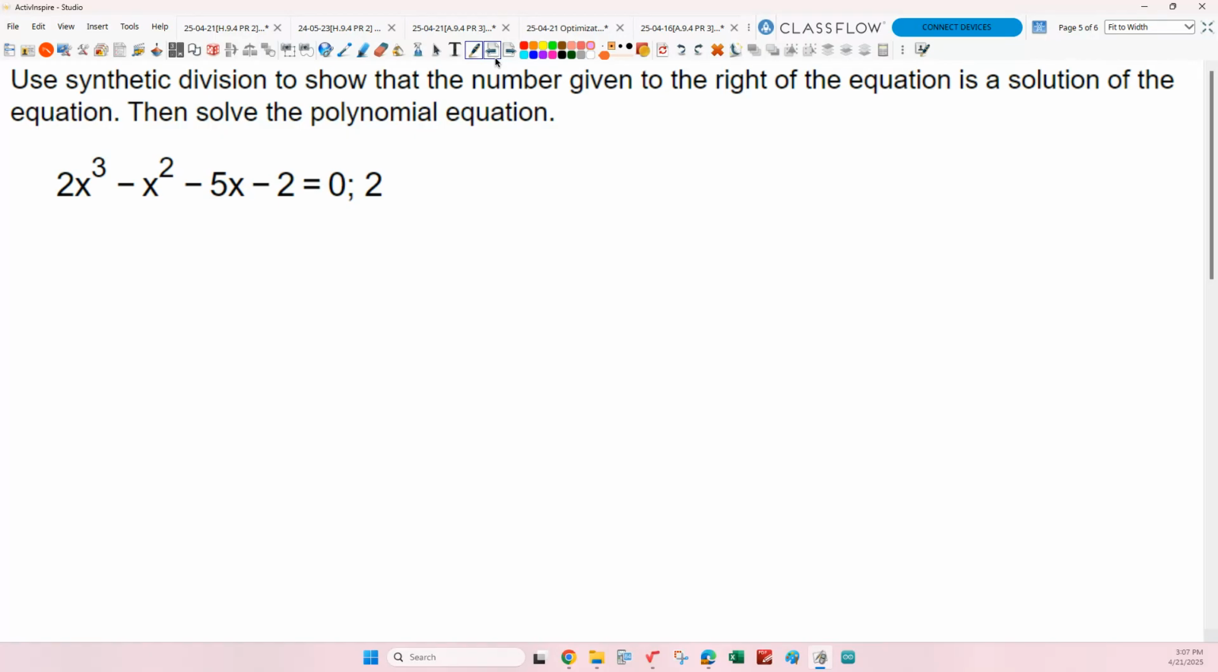So, what degree of polynomial do I have? 3. So how many zeros? 3. What 0 is given to me? 2. That little semicolon is just breaking up the polynomial from our 0. So how would I set it up?